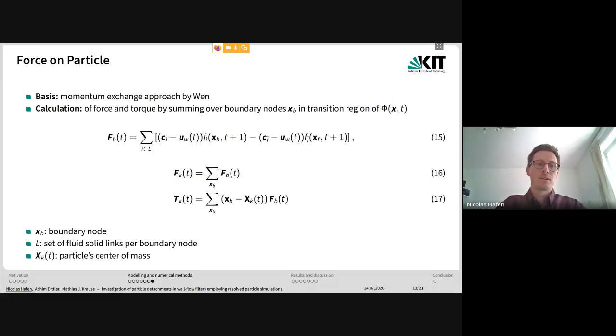For that, we are using the momentum exchange approach. So we're just calculating the force contribution on the boundary nodes in the transition region of phi, and then summing it up over all the boundary nodes and getting a force and a torque that is acting on the center of mass from each particle. And afterwards, we're just using some simple discrete element method to move it around in the channel.